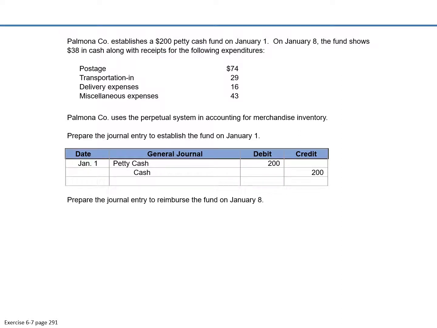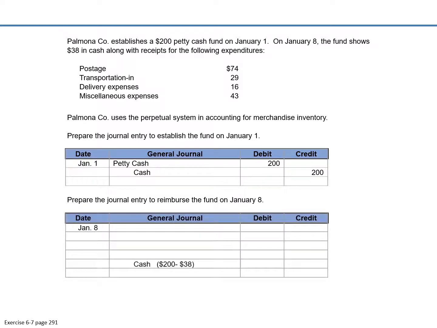Then the journal entry to reimburse the fund on January 8th. We've got $200 of cash that we started with, less 38 that's left. So our cash decreased by 162 because we had postage expense of 74, merchandise inventory of 29, transportation-in costs are part of inventory, don't forget. Delivery expense of 16, miscellaneous expense of 43. Total expenses of 162.